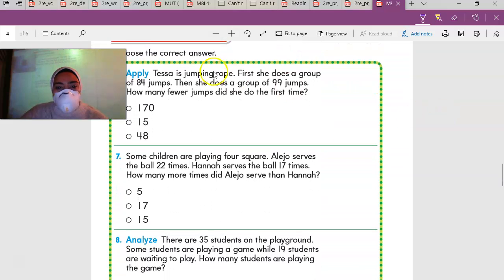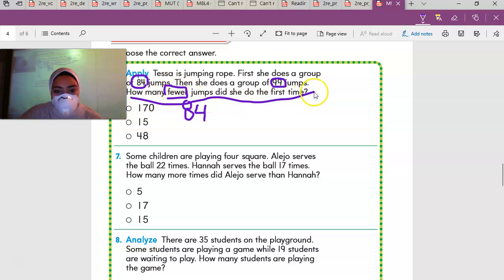Okay. So here, let's do number 6 together just for fun. Tessa is jumping rope. First, she does a group of 84 jumps. First number I saw is 84. Do I still have to write a number sentence on these? Yes. Then she does a group of 99 jumps. How many fewer jumps did she do the first time? Fewer means what? Take away. Underline the question. So the number sentence is going to say 99 take away 84.